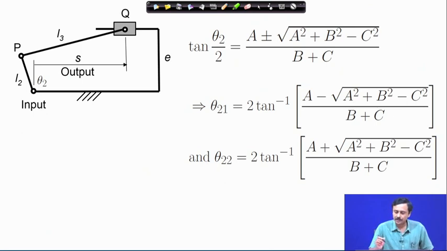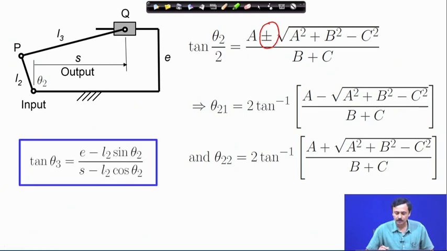So, I have written this solution out once again, and you have to take tangent inverse. Now, because of these two signs, plus and minus, there are two solutions which I name as theta 2 1 and theta 2 2. Once I have these two solutions, I can go over to this tan theta 3 expression, substitute theta 2 1 and theta 2 2 one by one, and get the expression for theta 3. I can solve for theta 3.